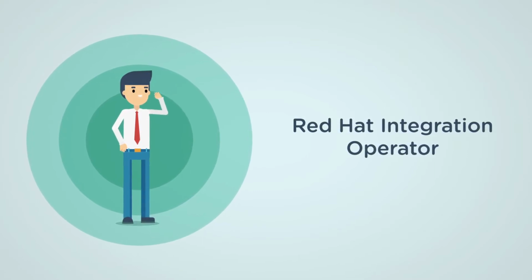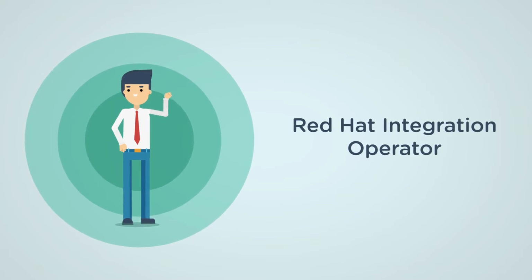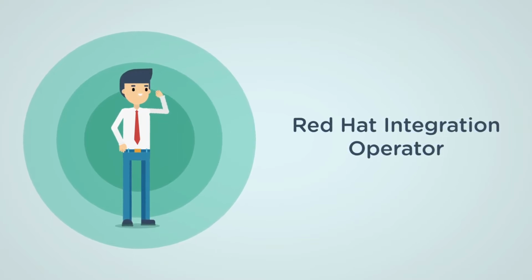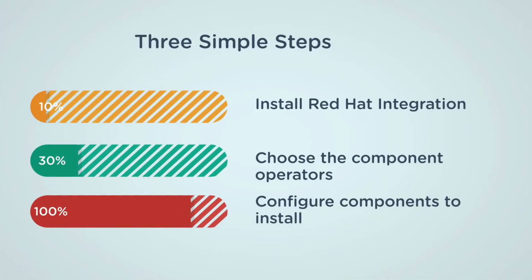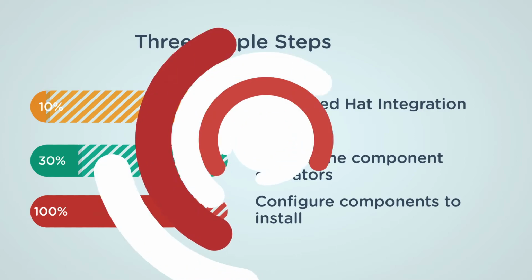Rather than searching for each individual component, you can now directly go to Red Hat Integration Operator, with just 3 simple steps to pick and install the features and solutions you need and tailor them for your system. First, locate and install Red Hat Integration Operator, and now let the operator do the heavy lifting to install the individual operators for each component. Lastly, for each component, configure them according to your need, and you're done.